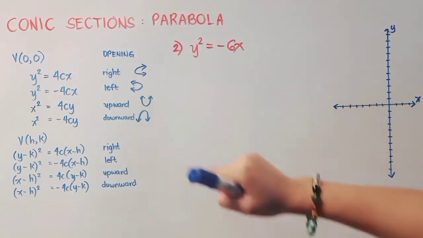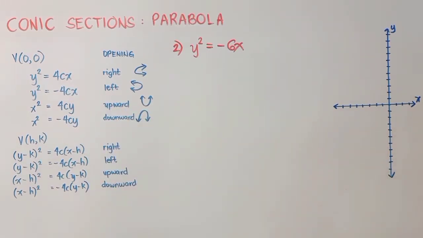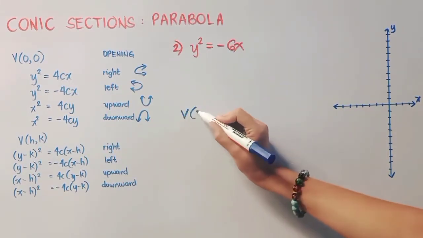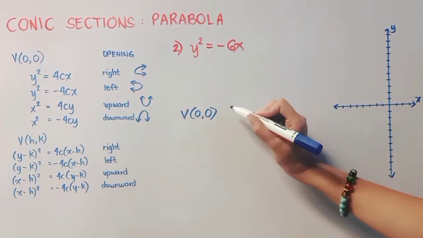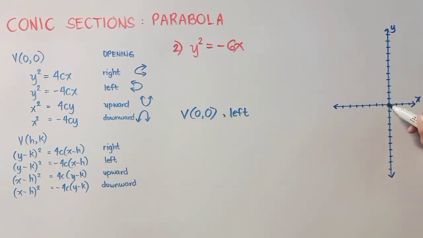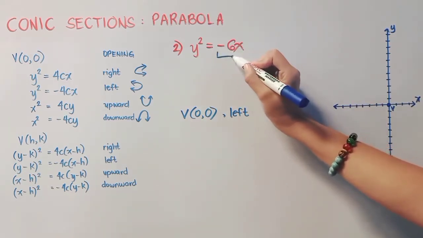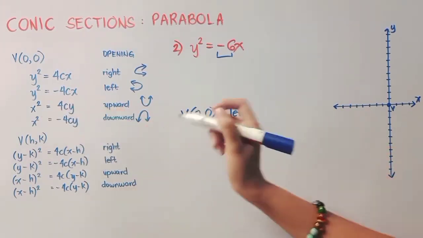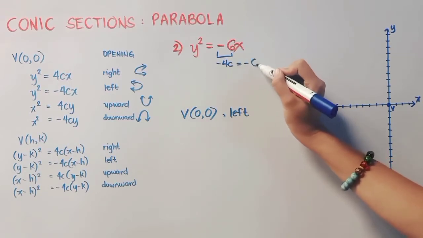Let's now proceed to number 2. This form is the same as this form. So our vertex is still 0, 0, and the parabola opens to the left. So we will plot first our vertex here, label V. Then we will get the value of our c. This portion here is our -4c, as you can see here. So that's -4c is equal to -6.